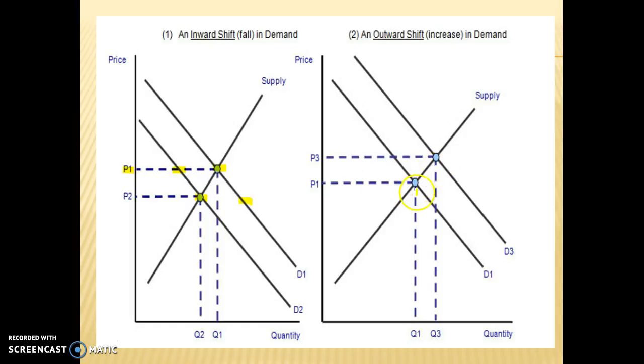Or the demand curve, like in this example here, can shift to the right, and this means at any given price, there is now more demand for the product. So the old demand was here at price 1, and now the new demand is out here. And we've discussed the factors that will cause a shift in the demand curve.